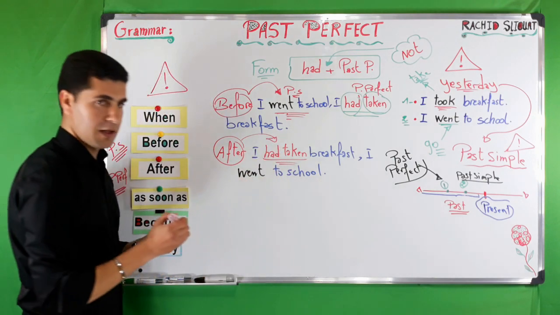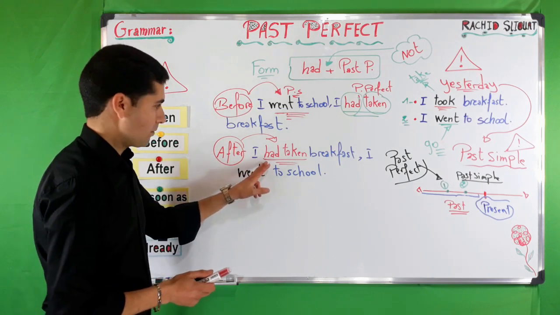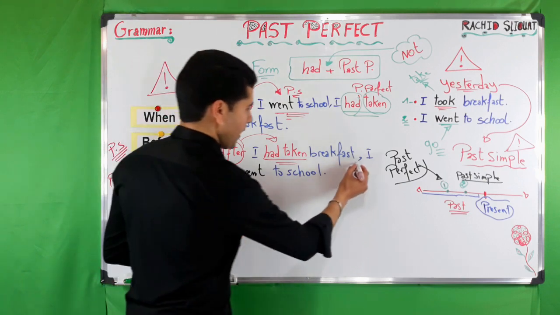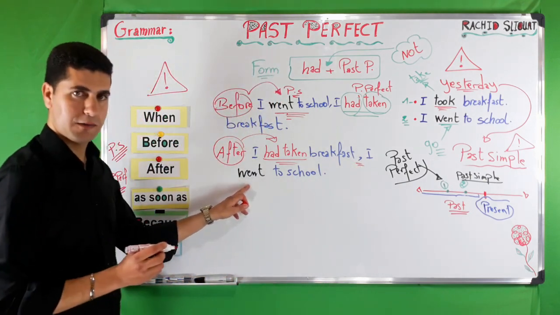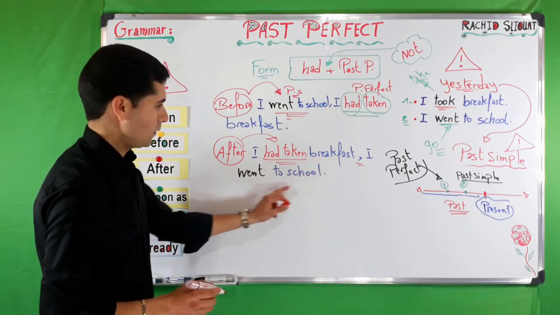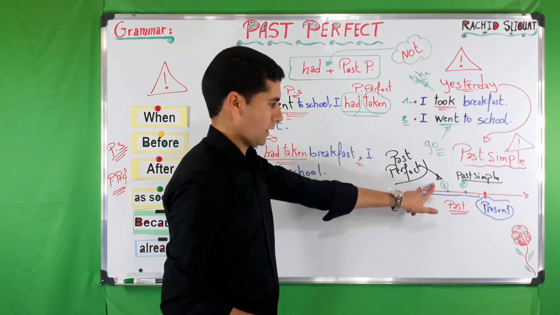With the past perfect, just like here. So after is always with the past perfect, as you can see here. Then comma and the past simple. After I had taken breakfast, I went to school. So past perfect is always number one, as I said before.